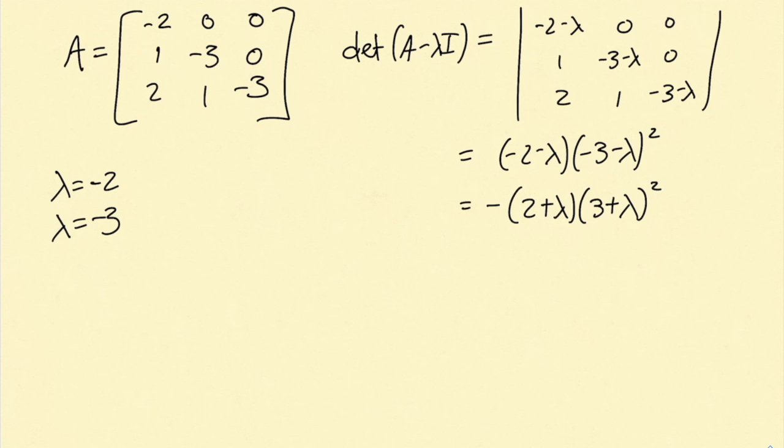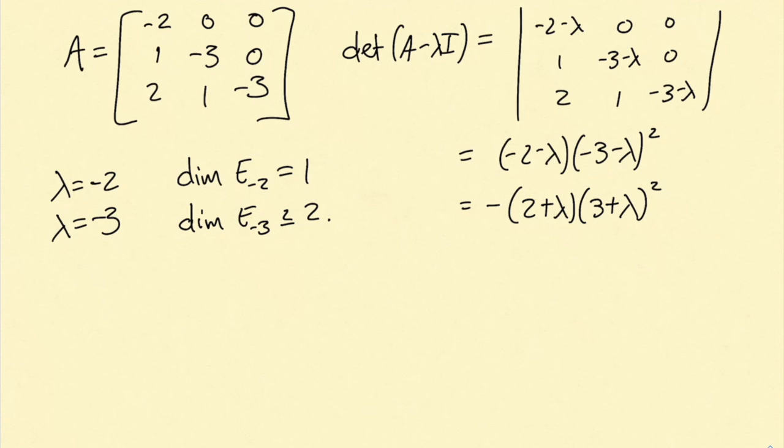The eigenvalue -2 has algebraic multiplicity 1. That means that the eigenspace E sub -2 is a line. Since the eigenvalue -3 has algebraic multiplicity 2, we only know that the dimension of the eigenspace E -3 is at most 2. That is, it is either 1 or it is 2. If the dimension of the eigenspace E -3 is equal to 2, then our matrix will be diagonalizable.